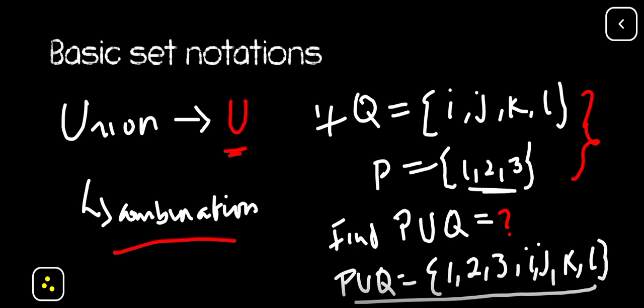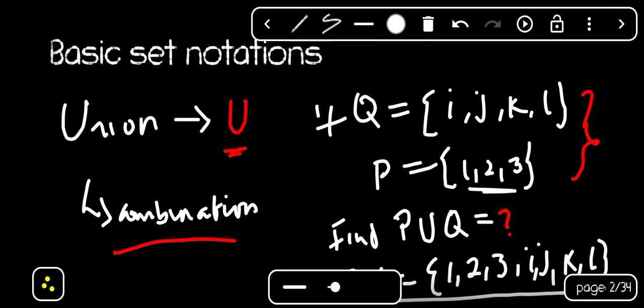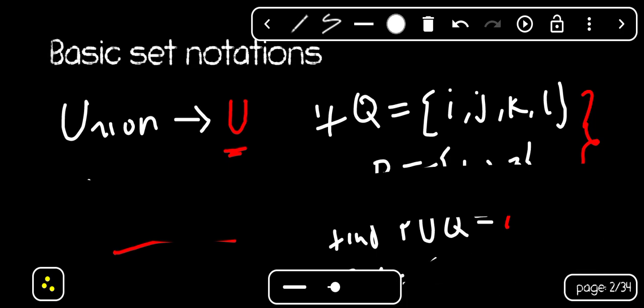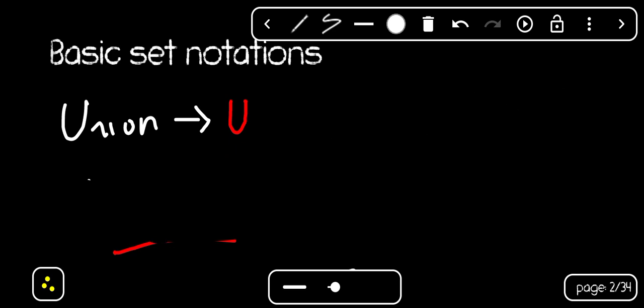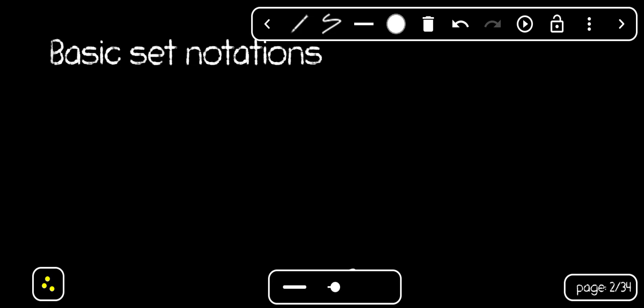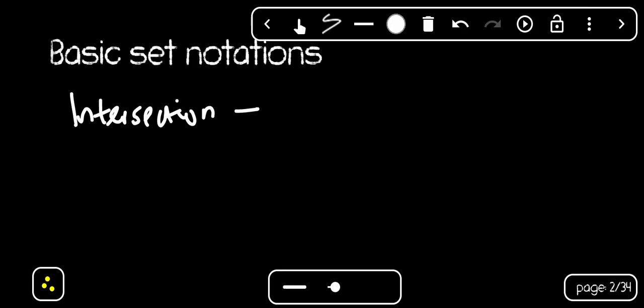Now, let's move on to the next set notation. The next set notation is known as intersection. Okay, let me turn this side. Intersection. Now, intersection is the symbol is something like this. Let me put that in red, something like this. All right, so this one worked well.